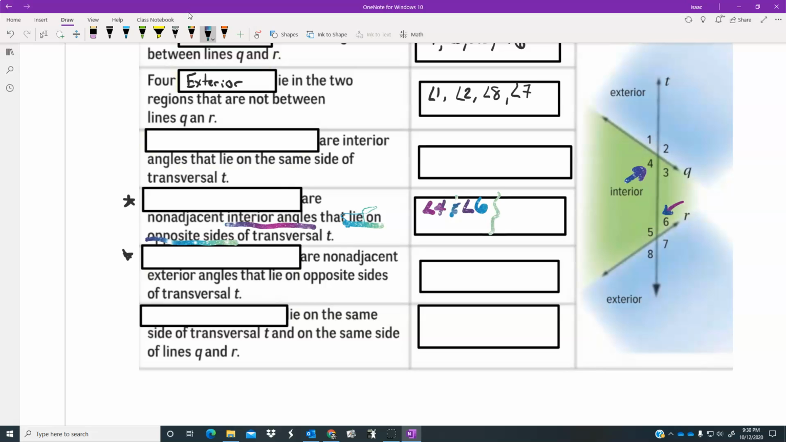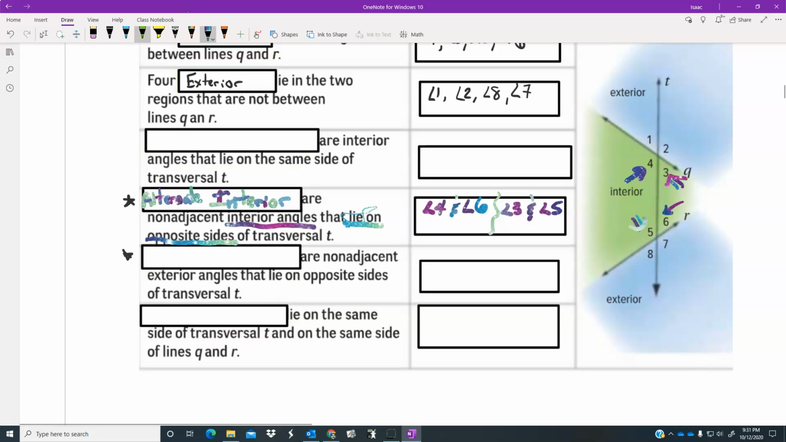Now there'd be another set. That could be this guy, number 3, and this guy, number 5. Angle 3 and angle 5. Now, we got to come up with a name for these. What would be a reasonable name? Well, they are definitely on the interior of the deal. So I think they've got an interior name, but they're on opposite sides of the transversal. So we don't call them opposite interiors. We call them alternate interiors, because alternate is just another name for the word opposite.